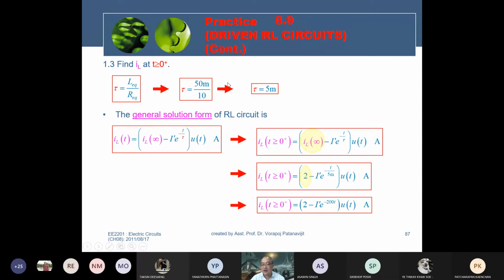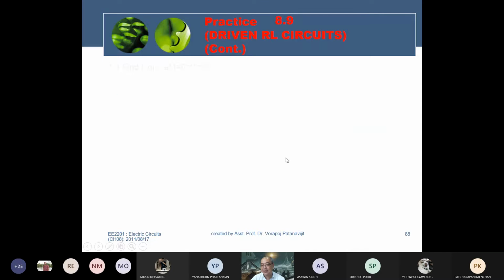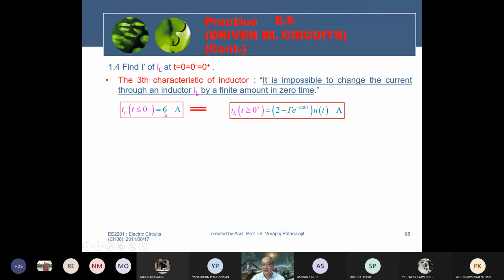You know that I for time less than 0 equals I for time greater than 0. I for time less than 0, you computed from the first step. It equals 6 amps. For time greater than 0, it equals 2 minus I e to the power minus 200t. Both of them are equal, because from the third characteristic of the inductor, it is impossible to change the current through an inductor by a finite amount in zero time. Both of them are equal.